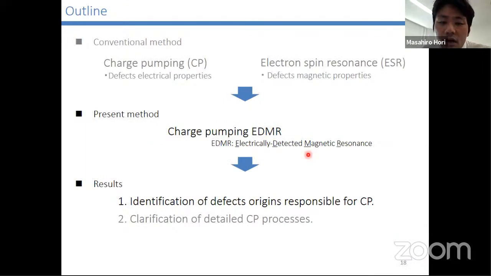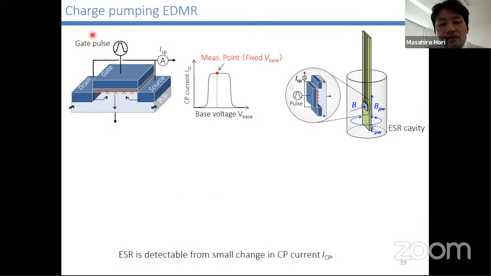For the charge pumping electrically detected magnetic resonance method, the charge pumping is conducted under the electron spin resonance condition. So the transistor is put into the ESR cavity, as shown in this figure. The point is that in the conventional ESR method, microwave absorption is detected, but here we monitor the charge pumping current, as shown in this figure. By measuring the charge pumping current, we can selectively detect only the defects in the current path. So this is a very highly sensitive method.